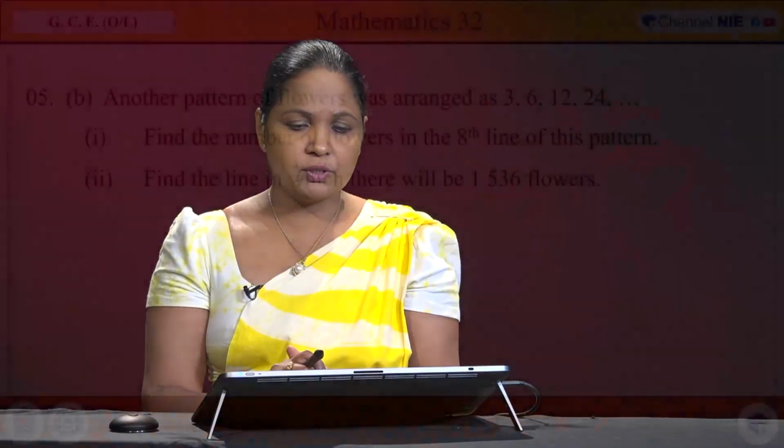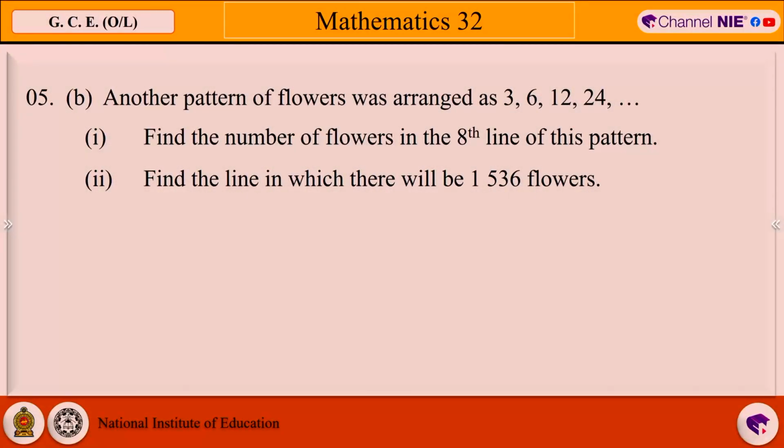and you are given part B of 5th question as another pattern of flowers was arranged as 3, 6, 12, 24 likewise. Find the number of flowers in the 8th line of this pattern, and in the second part you have to find the line in which there will be 1536 flowers. Okay, we will see how to do that.